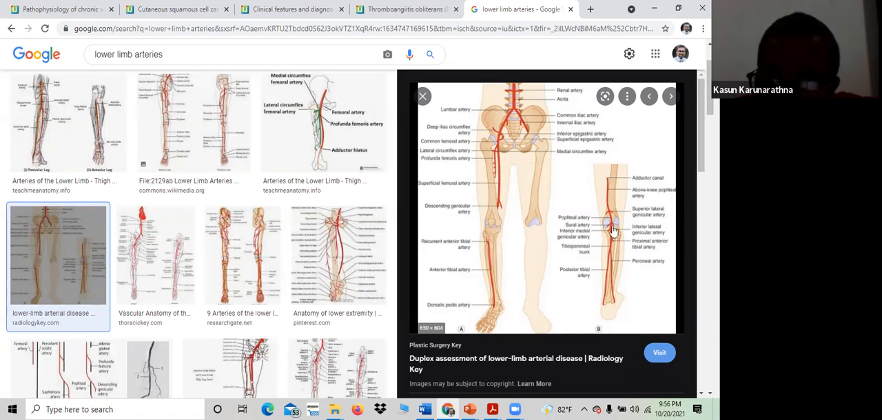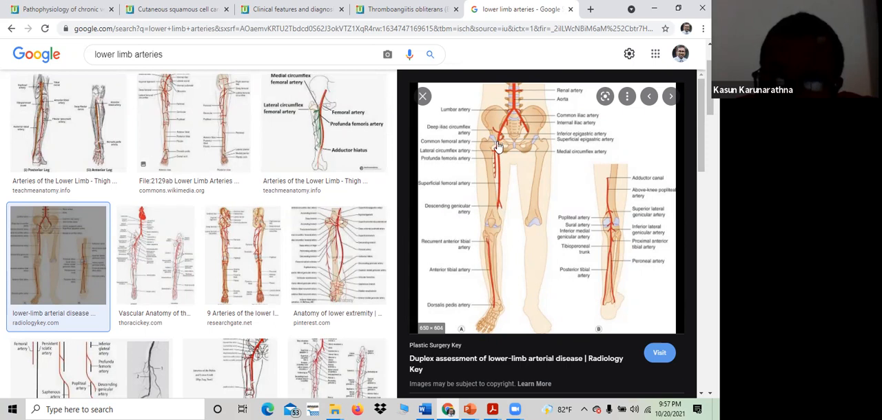This is the posterior view. This is the popliteal fossa. The superficial femoral becomes the popliteal artery. Then this is the trifurcation of the popliteal artery. It divides into the posterior tibial and the anterior tibial, and the posterior tibial gives off the peroneal artery. This is called the trifurcation of the popliteal artery. So this is the anterior tibial artery.